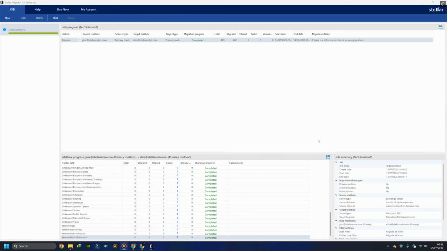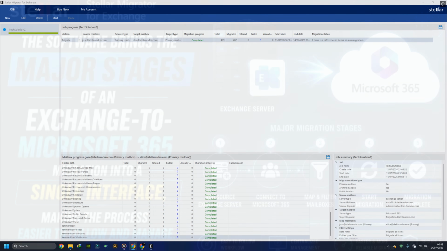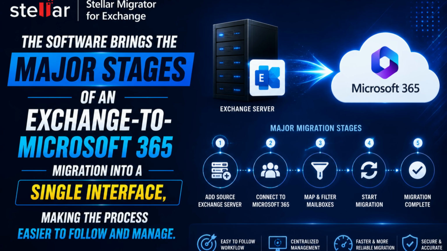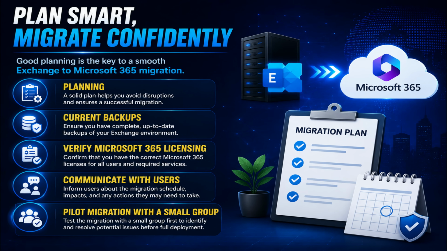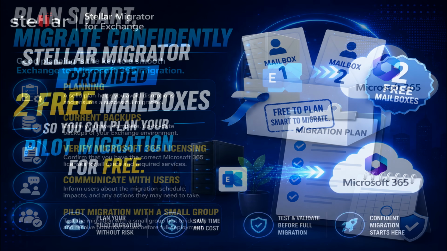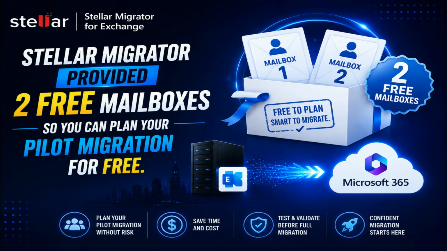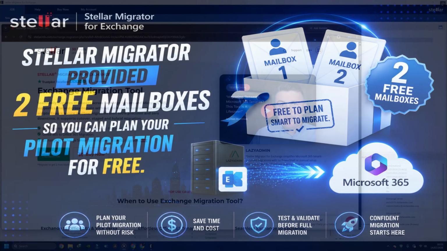After using Stellar Migrator for Exchange, what I liked most was the guided workflow. The software brings the major stages of an Exchange to Microsoft 365 migration into a single interface, making the process easier to follow and manage. That said, no migration tool replaces good planning. Before migrating a production environment, make sure you have current backups, verify Microsoft 365 licensing, communicate with users about the migration schedule, and, if possible, perform a pilot migration with a small group before moving everyone. Stellar Migrator provided 2 free mailboxes so you can plan your pilot migration for free.